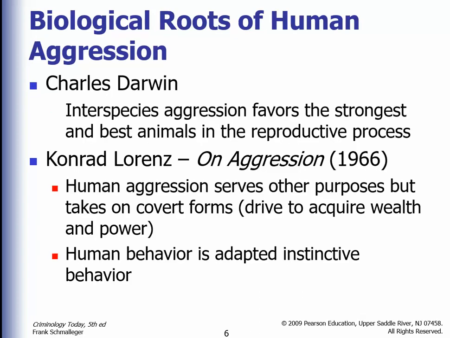Charles Darwin wrote about people, and he wrote about evolution, and one of his concepts was that aggression favors the strongest and best animals. You may have heard the phrase, only the strong survive. Well, that's kind of drawn from Darwin, suggesting that aggression favors the strongest and best animals in the reproductive process. And of course, if they're the strongest and best, then they win the battles, and their line goes on, and we'll hear about that from another perspective later on. Lorenz, in his book On Aggression, 1966, said aggression serves other purposes, but does take on some covert forms, like people's drive for wealth and power, and also said that human behavior was an adaptation of our basic instincts.